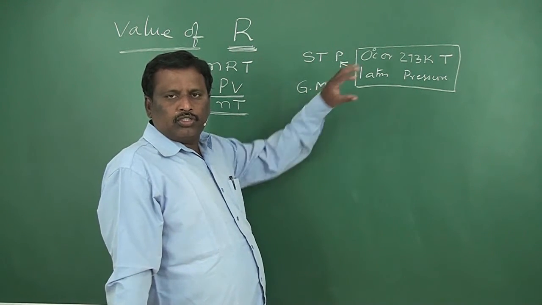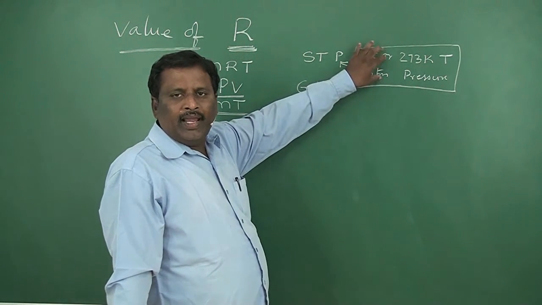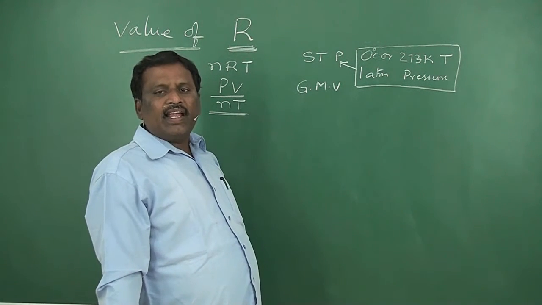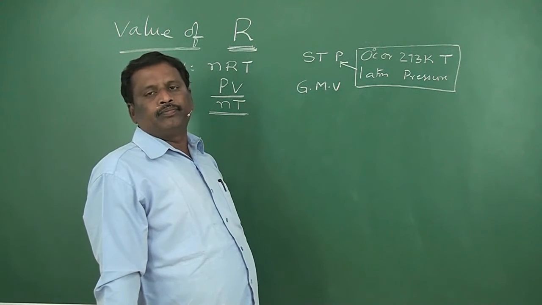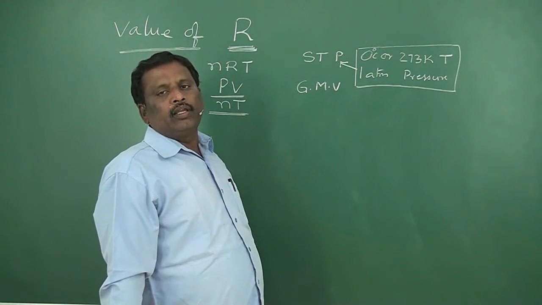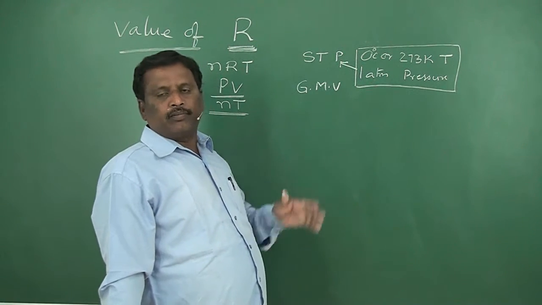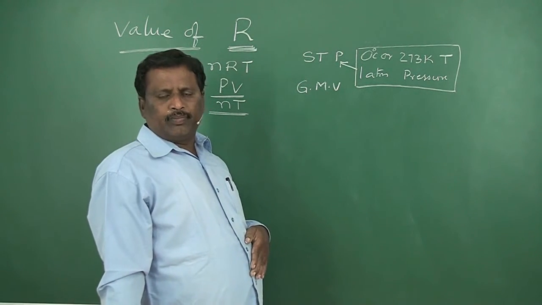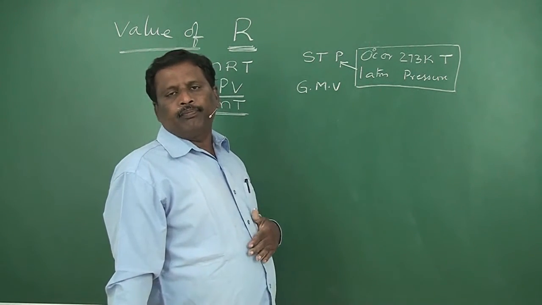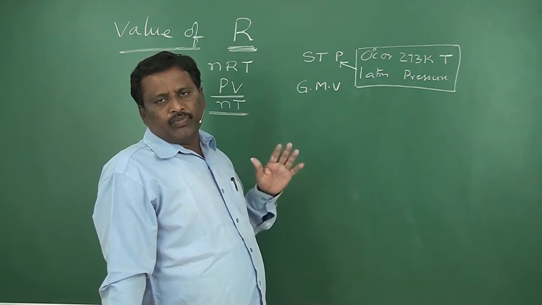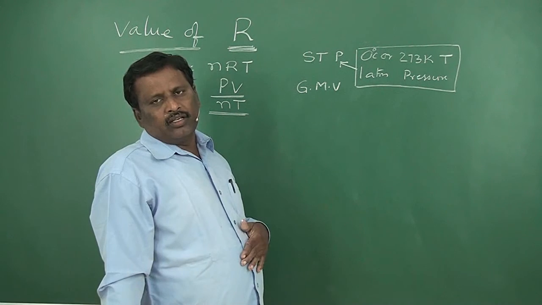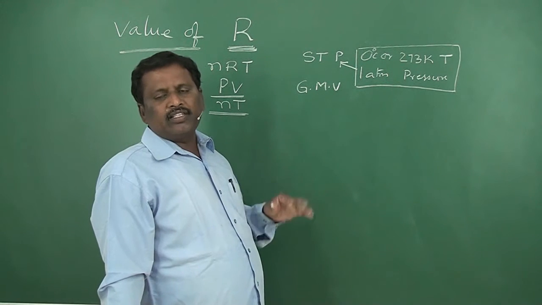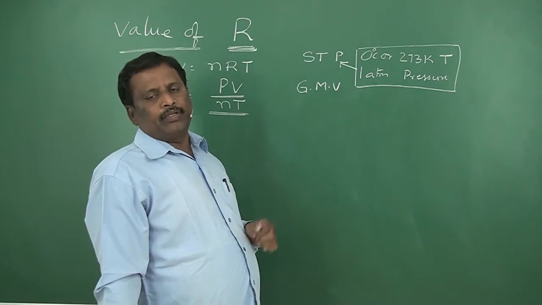Pressure and temperature both should be in these values only, and that condition is said to be STP condition or NTP condition. STP means standard temperature and pressure, or it can also be pronounced as NTP, normal temperature and pressure. Both have the same meaning. That means temperature should be 273 K and pressure should be 1 atmosphere, then that condition is said to be STP condition or NTP condition.